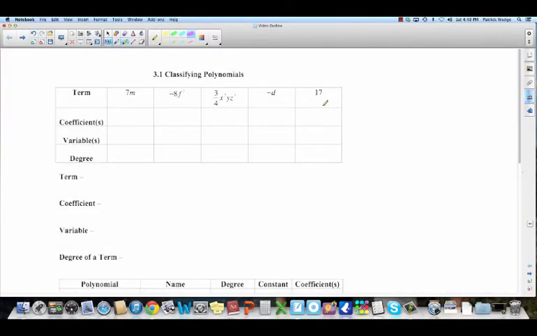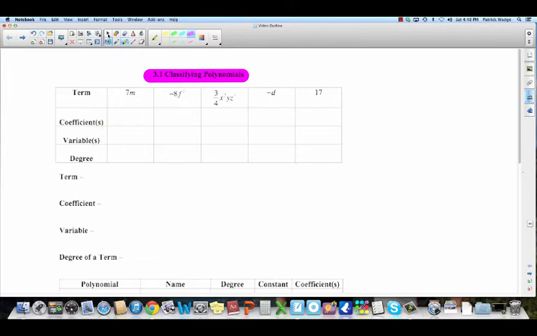Okay, section 3.1 is on classifying polynomials. Two bits of good news here. Number one, it's review, and number two, we're going to do it over 2 days. So, nice and nice. Okay, we're going to fill in this table. We have a bunch of terms up here. 7m is a term, negative 8f squared is a term, etc. And we want to tell what's the coefficient, what's the variable, and what's the degree of each of these terms.